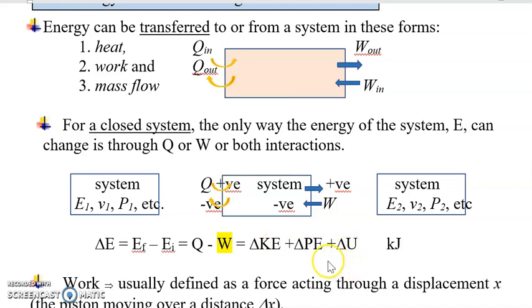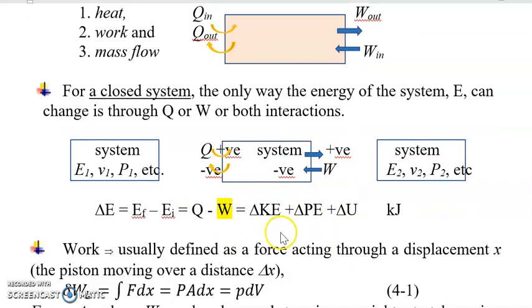Now, if your closed system is stationary, which is most often the case, then your delta KE and delta PE are 0. So the change of energy is just equal to the change in internal energy, in kilojoules. For heat, it is quite direct because we will not go into the different mechanisms of heat transfer. It's just heat going in and heat going out. But work, there are many types of work involved in this analysis.